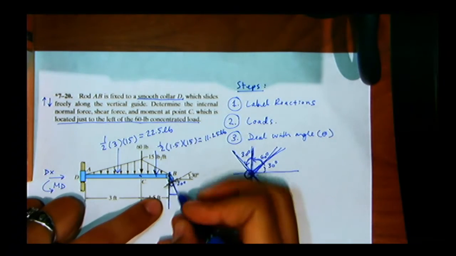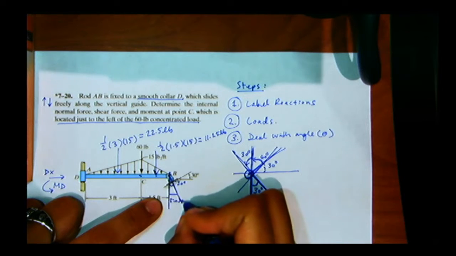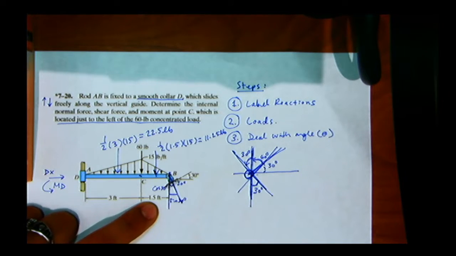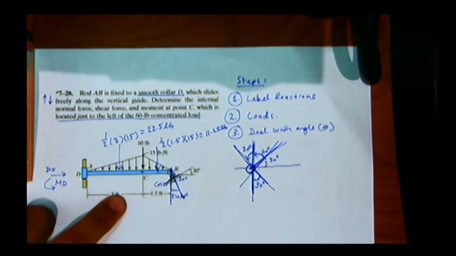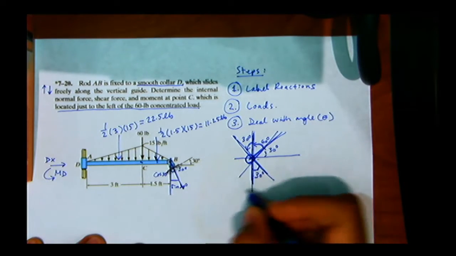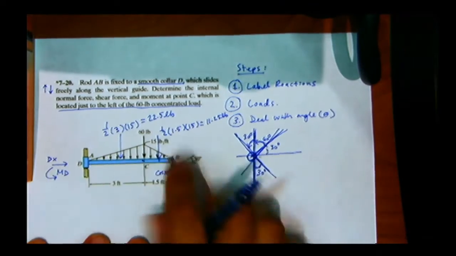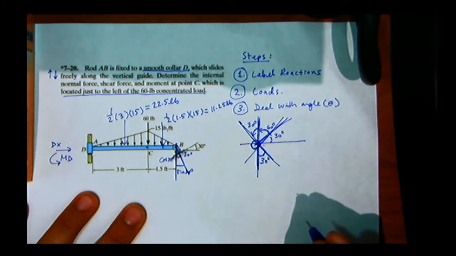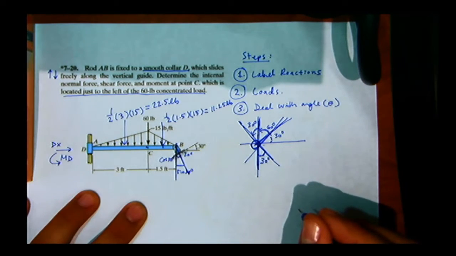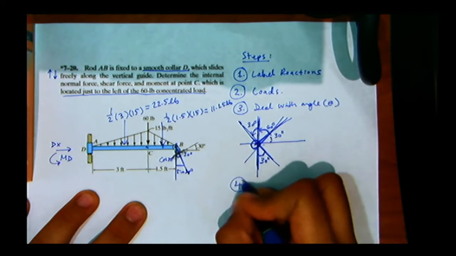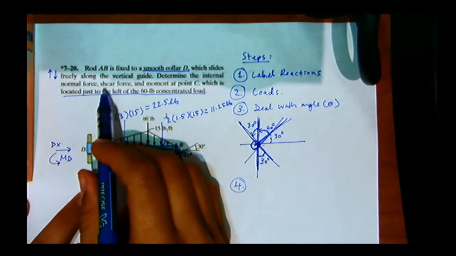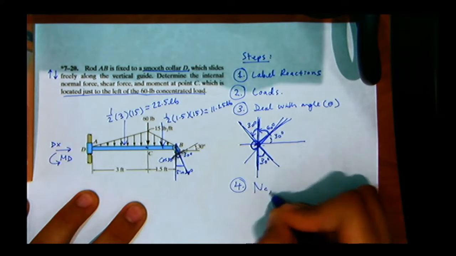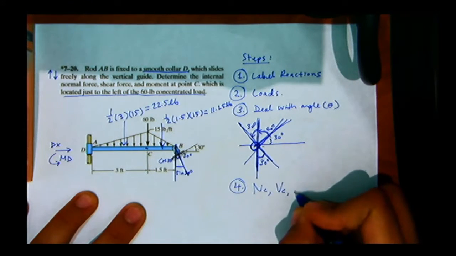Let's look at it. Step 4. It says determine the internal normal force at point C. So normal force NC, shear force, and moment at point C. All right, that's what we want at the end. So looking at this, how would you go about it? Would you solve it as a whole, or would you cut it? Because we want the shear at that point, right? Want to cut it? Does that make sense? Okay, let's cut.